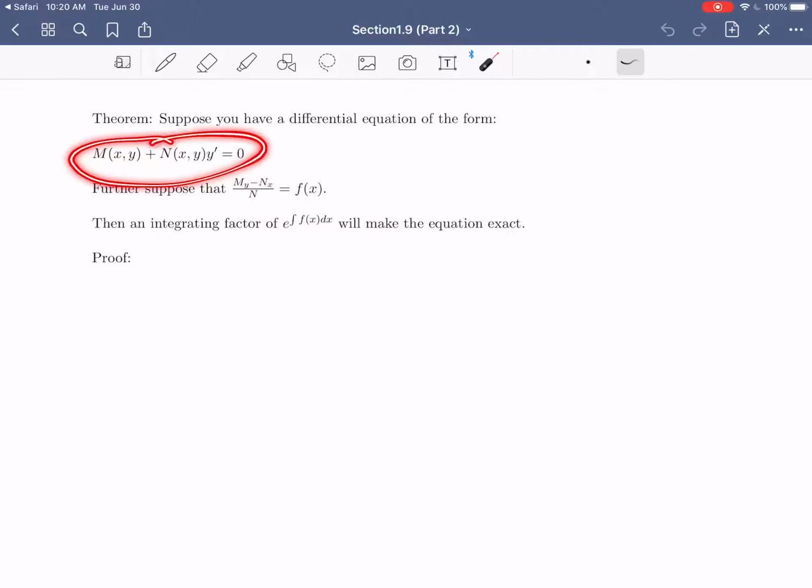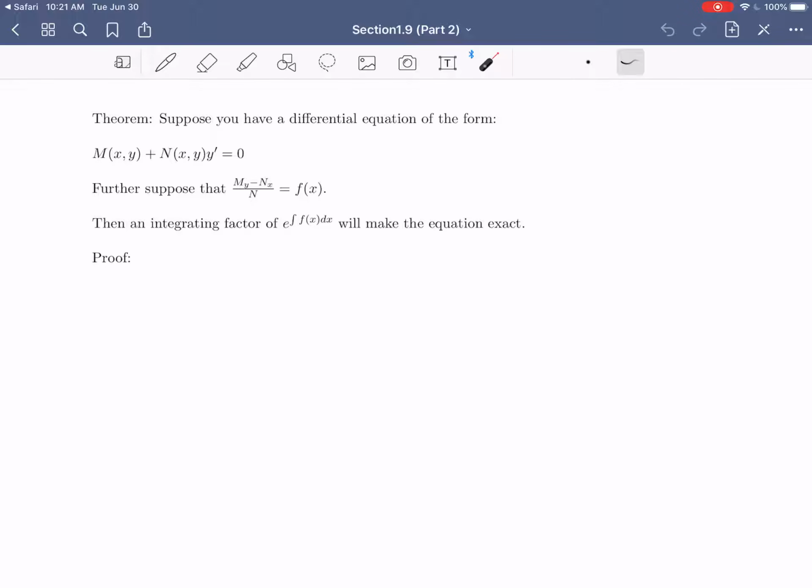Now, we know that if you have a differential equation in this form, and you can show that M_y is equal to N_x, so the partial with respect to y of M is equal to the partial with respect to x of N, then we know that it is exact. What we're going to suppose, though, is that those two things are not quite equal. In other words, that it's not exact.